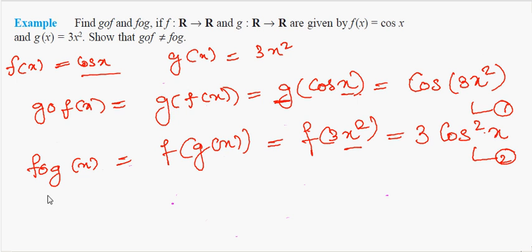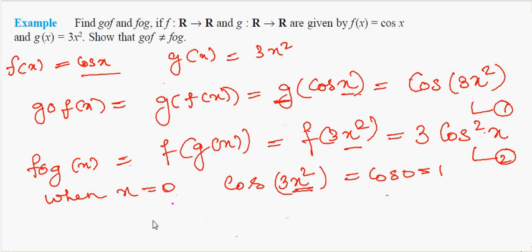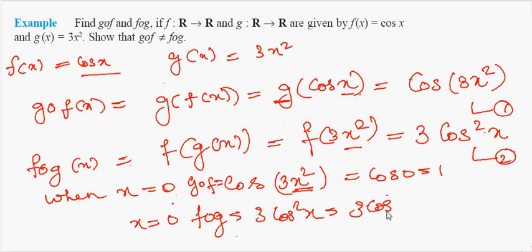If you want to be more clear, you can just take an example. Say when x is equal to 0, g of f is cos of 3x square. When you substitute 0, it will be cos 0, which is equal to 1. In the second, f of g is 3 cos square x, which is equal to 3 cos square 0, which is nothing but 3 into 1, that is 3. Therefore you can say that g of f is not equal to f of g. I hope you are clear.